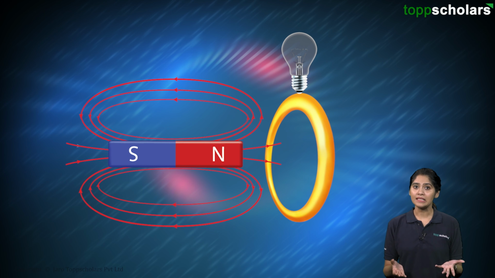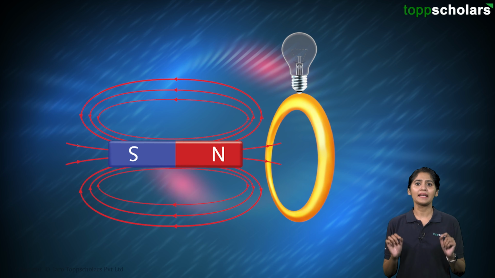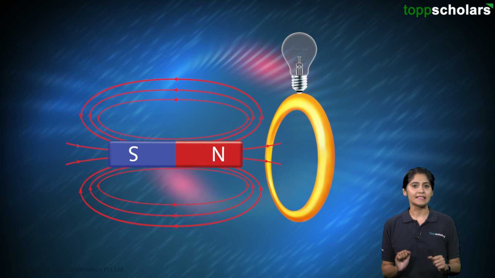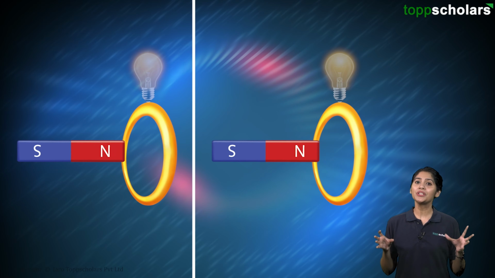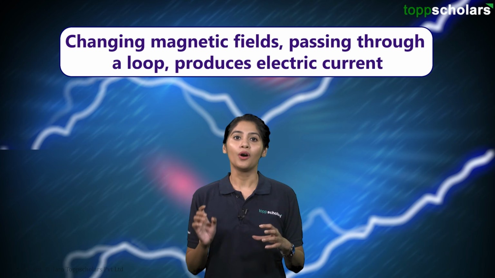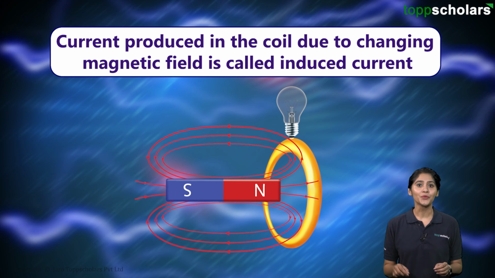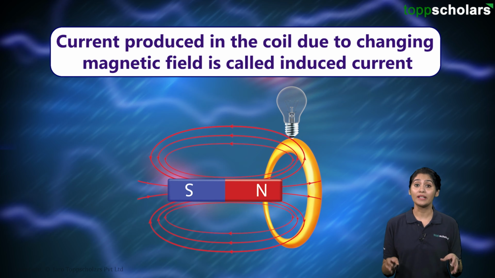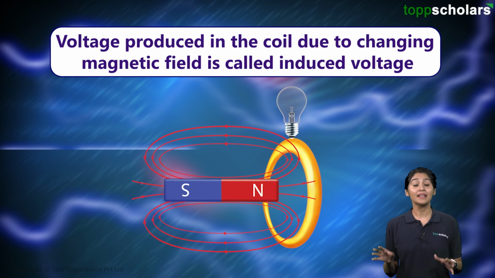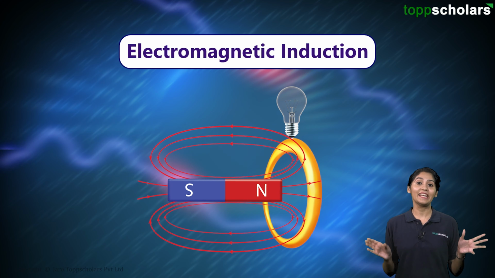When we move the magnet closer to the coil, the magnetic field strength increases. When we move the magnet farther away, the magnetic field going through this coil decreases. And during this time, we could see a flash in the bulb. Thus, it can be concluded that changing the magnetic field passing through a loop produces an electric current. So, the current that is produced over here due to a changing magnetic field is called an induced current. The voltage here is known as induced voltage, and this phenomena is called electromagnetic induction.